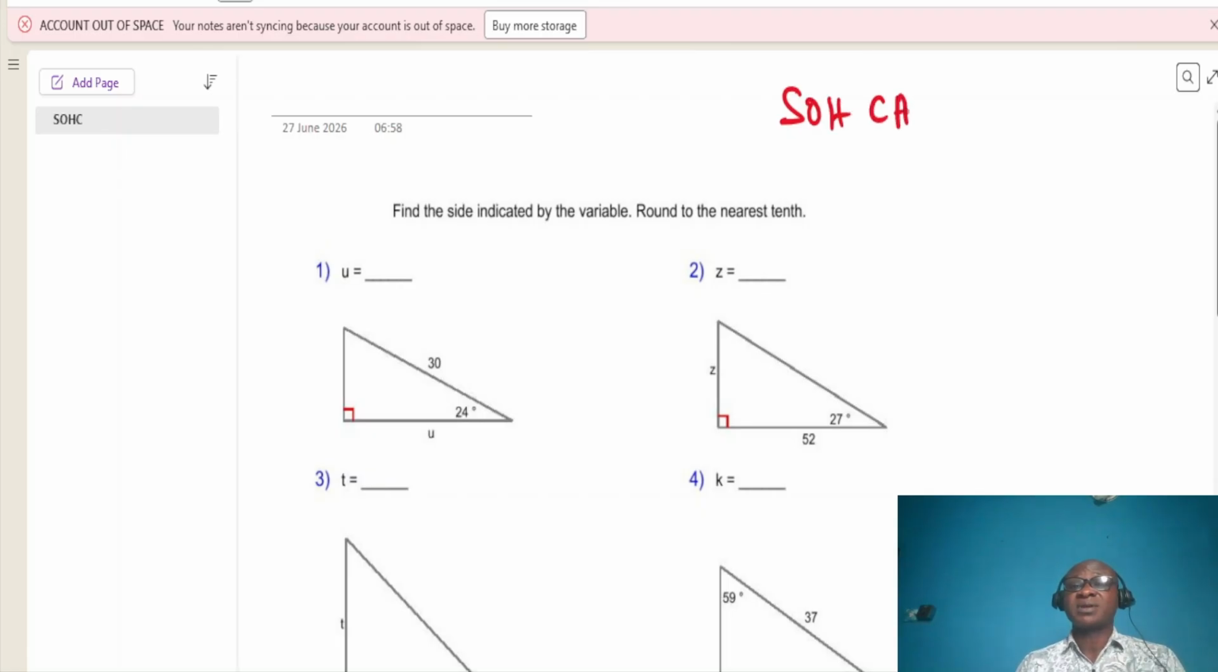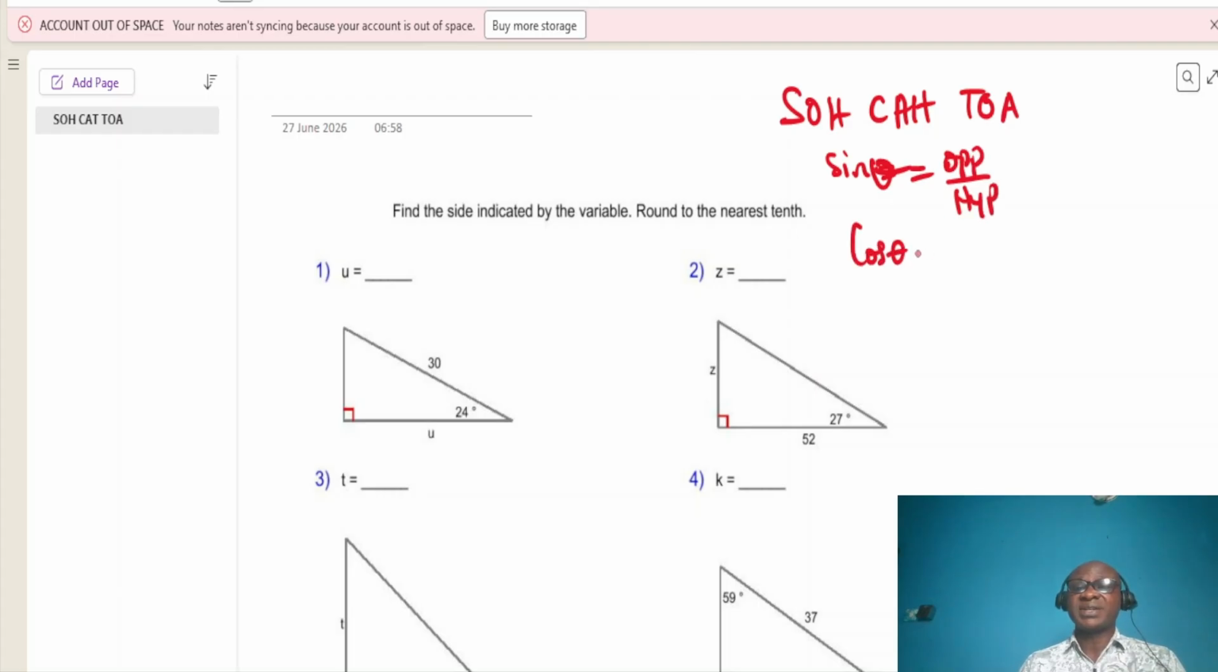SOHCAHTOA. Reminding you, sine theta is equal to opposite over hypotenuse. Then cos theta, where theta is the angle inside the triangle, is adjacent over hypotenuse. And then tan theta is opposite over adjacent. Any of these three ratios can be used.